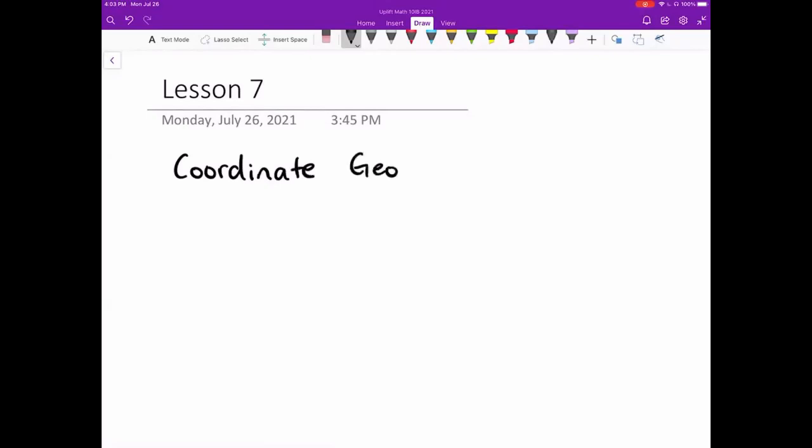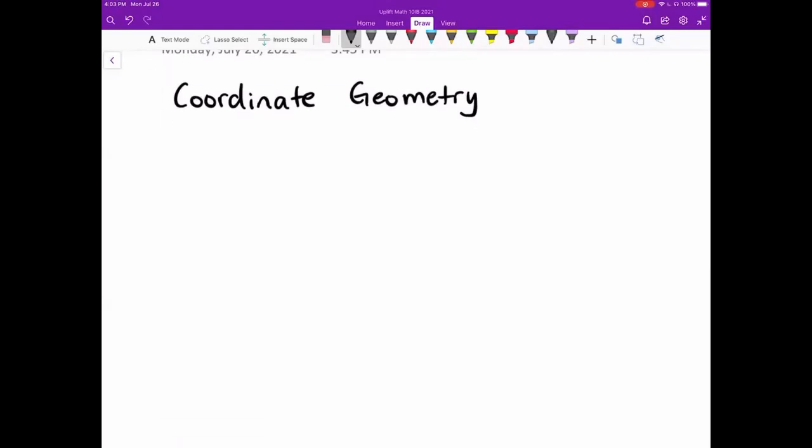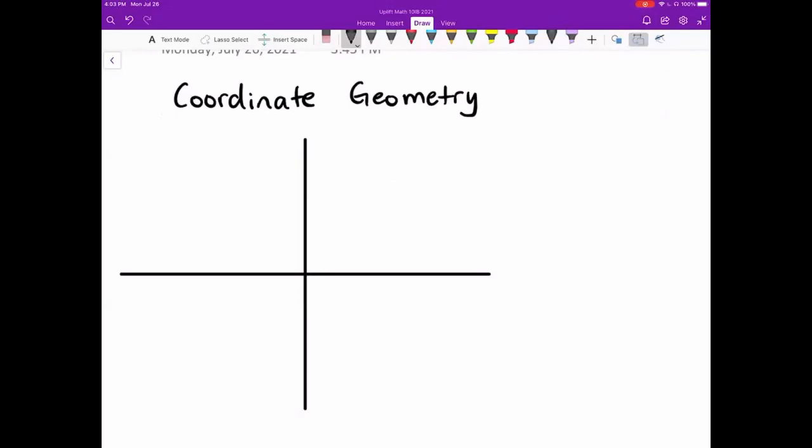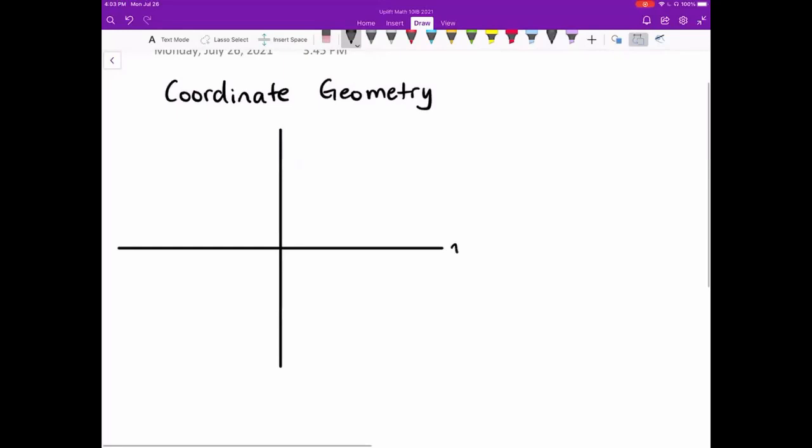Okay, yeah. So you probably did some graphs in grade 9 or grade 8, but we have a basic graph, which is called a Cartesian plane. It's essentially just two lines. On here, we have the x-axis and the y-axis. The horizontal line is the x-axis, and the vertical line is the y-axis. And then it's split into four quadrants.